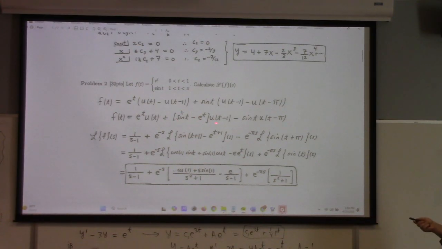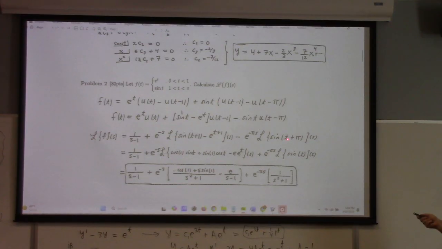The rule is we take the t and replace it by t plus 1. So I have sine of t plus 1, and I've got e to the t plus 1. Over here, I have e to the minus pi s because it's t minus pi, and I have to replace t with t plus pi. Then I have to do algebra. Algebra says sine of t plus 1 is cosine 1 sine t plus sine 1 cosine t, and this is minus e to the t. And then over here you got sine t, because when you use the adding angles formula for this, you get sine t cosine pi plus cosine t sine pi.